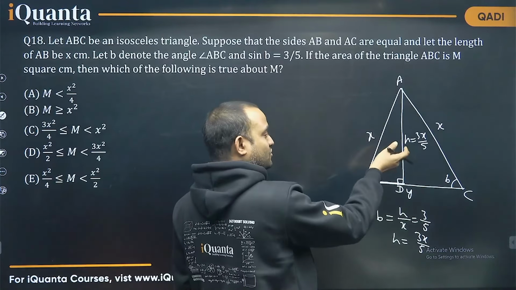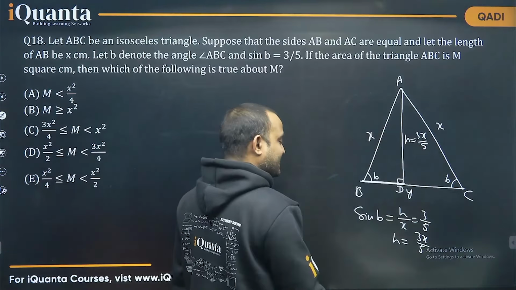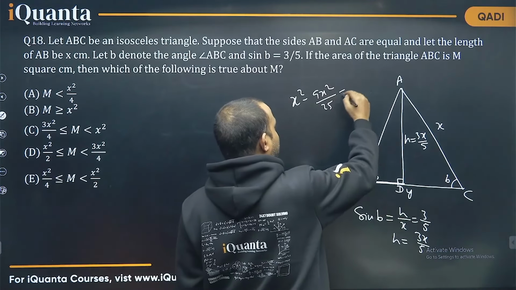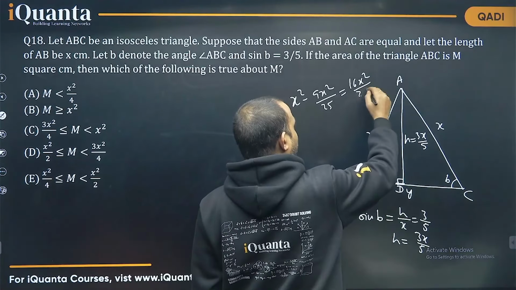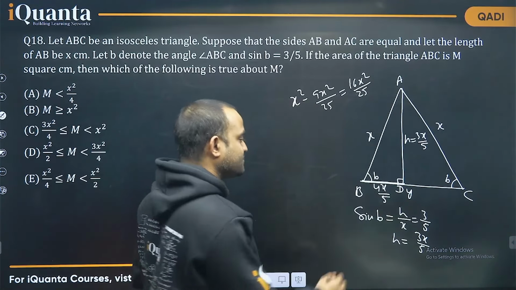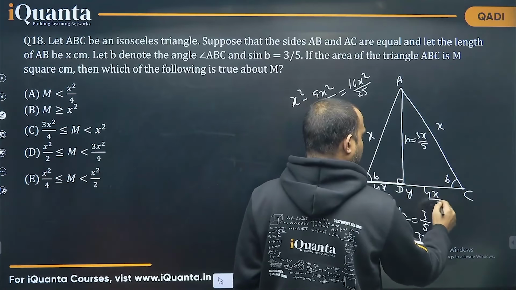So using the Pythagoras theorem, x square minus 9x square by 25 gives us 16x square by 25. Square root of that will be 4x by 5. So if this is 4x by 5, this will also be 4x by 5.